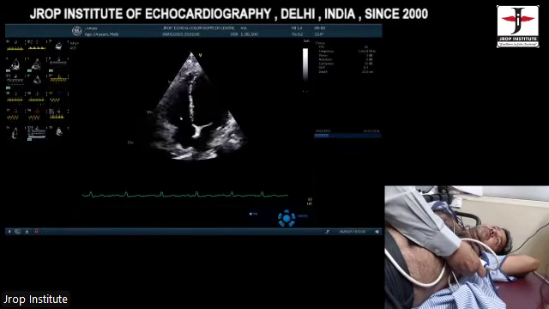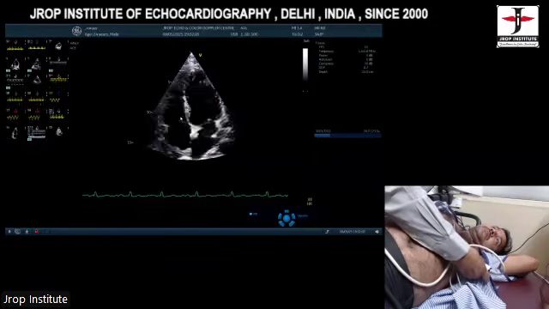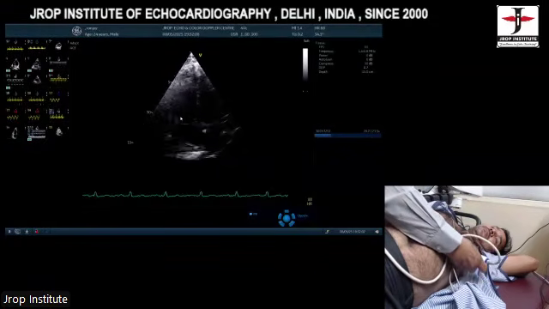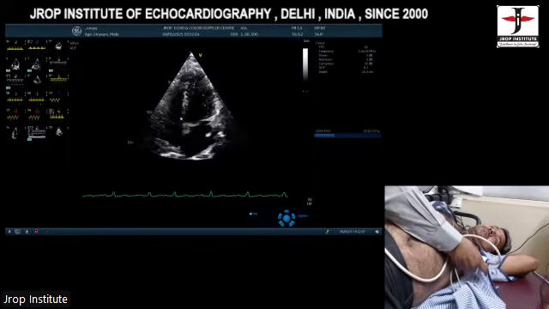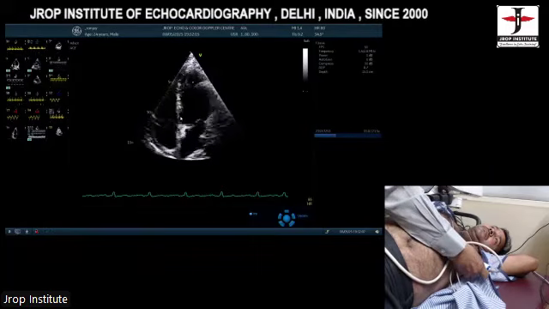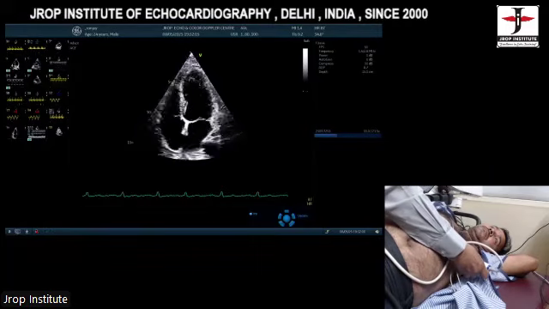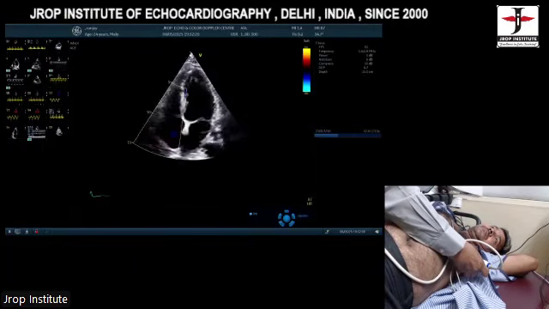Clear? One intercostal space above, 5th to 4th. Okay. And the orientation marker is in the same direction. Same. I'll just show you a difference between these two because we are just beginning our classes.